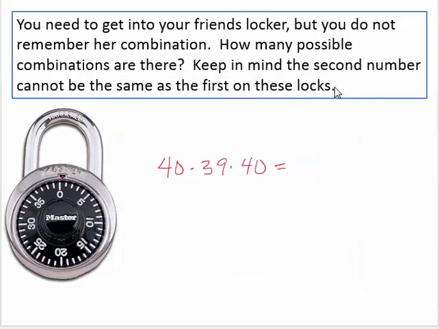62,400. So maybe you better call your friend and ask her what the combination is, because it might take you 62,400 times to get the right one, unless, who knows, maybe you'd get it on your first try and get really lucky.